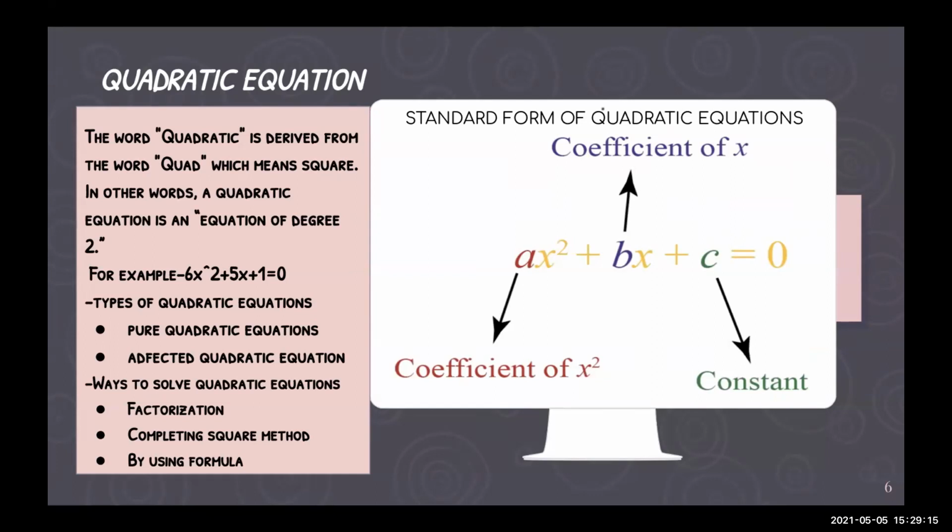The ways to solve quadratic equations are also divided into three different parts. They are factorization, completing the square method, and using the formula. This picture here shows the standard form of quadratic equation.